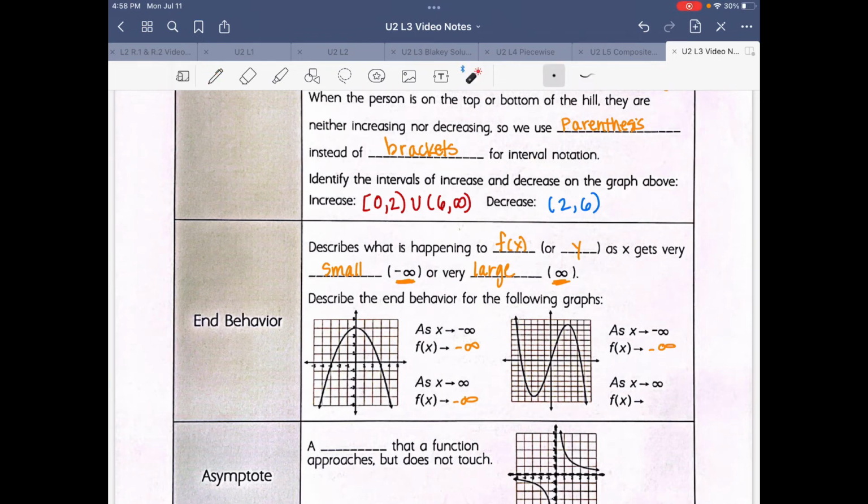Now I'm looking at my x values approaching positive infinity. So as I'm moving this way, I want to know what is happening to my y values. Well, first, my y values are positive, and then this is my turning point. They start to turn negative, and they're going to continue to go down, down, down, and approach infinity. Okay?